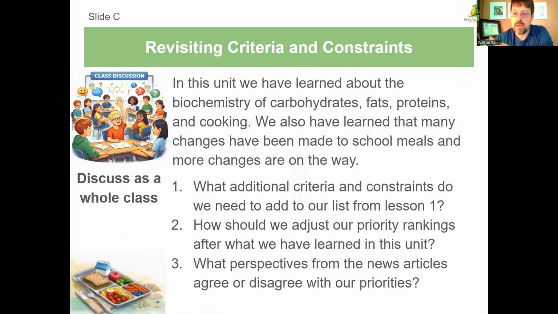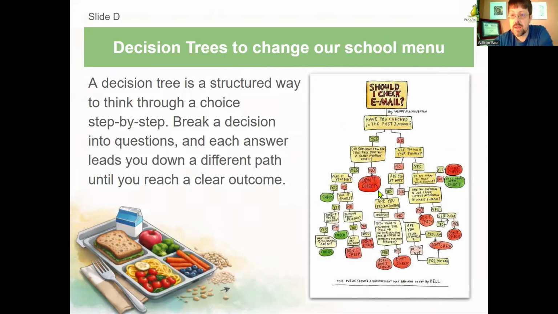In lesson 8, we're going back again to lesson 1 and reviewing our criteria and constraints. Now that we've learned about cooking and the macromolecules of proteins, fats, and carbohydrates, how are we going to tweak the criteria and constraints? And our recent search of current events might also inform what criteria and constraints we're prioritizing or not. This is all leading up to an assessment where students are going to make a decision tree, sort of like a flow chart, to have a process to make a change to the school lunch menu.